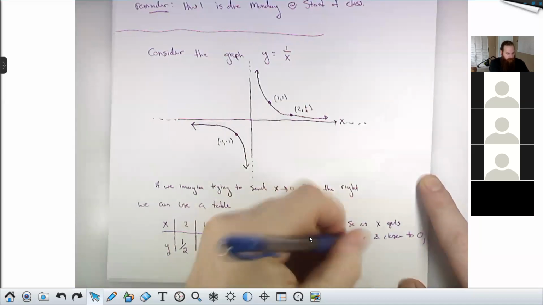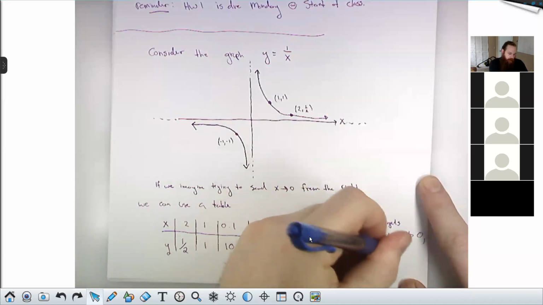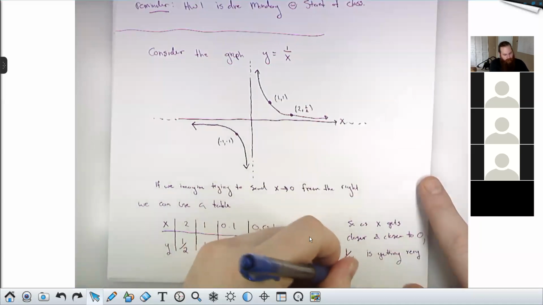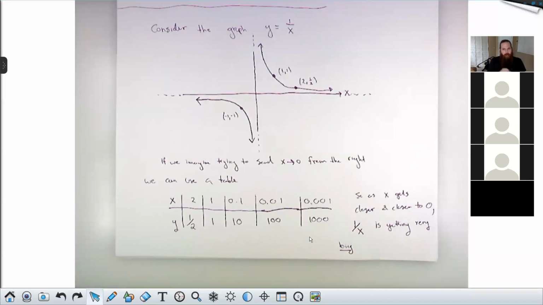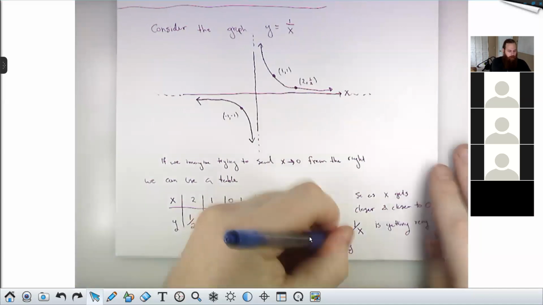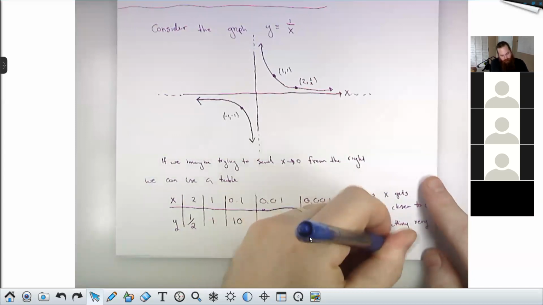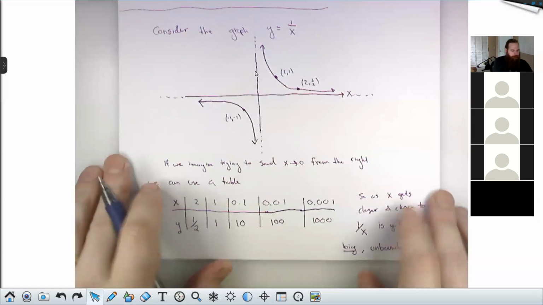As x gets closer and closer to 0, 1 over x is getting really big. And what's more is it's not just that it's growing, getting bigger and bigger, it's growing without bound. It's unbounded, meaning that you pick your favorite y value. I can find an x value so that the point on this graph is above whatever y value you choose.